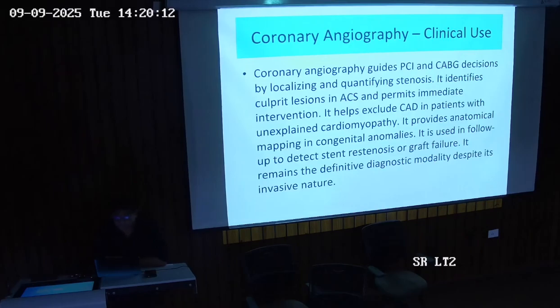PCI or stenting and surgical procedures like CABG, a decision made by localizing and quantifying the stenosis: how much it extends, and where it is stenosed. Both can be detected by coronary angiography to guide the CABG or PCI. It identifies the culprit lesion in acute coronary syndrome where immediate intervention may be required. It also helps to exclude CAD in patients with unexplained cardiomyopathy.